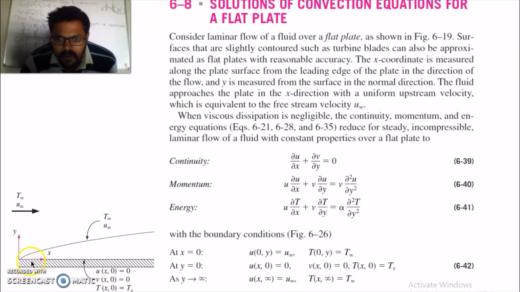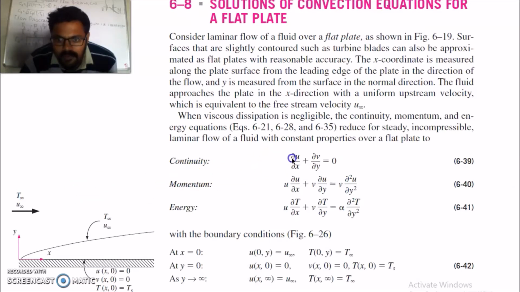The x coordinate is measured along the plate surface from the leading edge of the plate in the direction of flow, and y is measured from the surface in the normal direction. The fluid approaches the plate in the x direction with a uniform stream velocity u infinity and temperature T infinity. When viscous dissipation is negligible, the continuity, momentum and energy equations reduce for steady incompressible laminar flow of a fluid with constant properties over the flat plate.